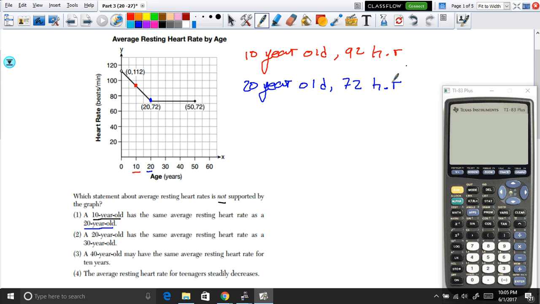Now notice here, this sentence is saying that a 10-year-old has the same average resting heart rate as a 20-year-old. But this is false because a 10-year-old has a 92 heart rate, and a 20-year-old has a 72 heart rate. This is a false statement. So this is the answer for our question here because we're looking for something that is not supported. So here we're pretty much looking for false statements.